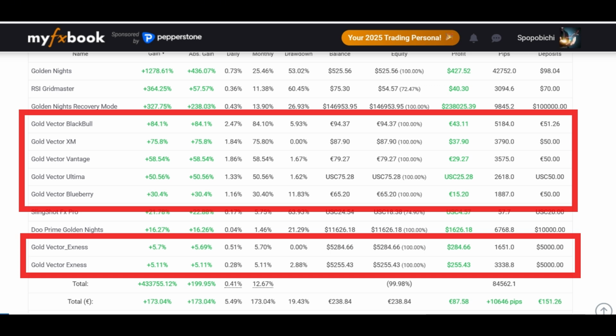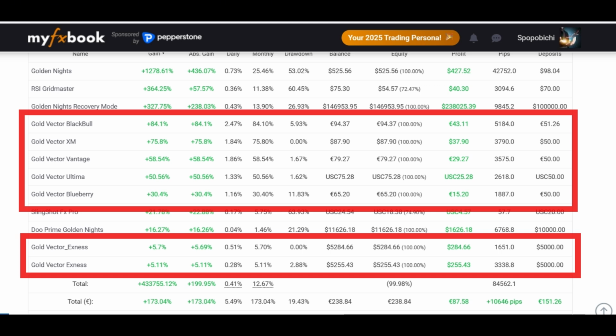When evaluating a trading robot, stability is the most important factor. This is why I test Gold Vector across 6 different brokers simultaneously to prove that the strategy delivers consistent results regardless of the broker's individual technology or market conditions.